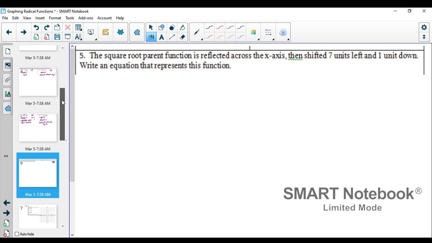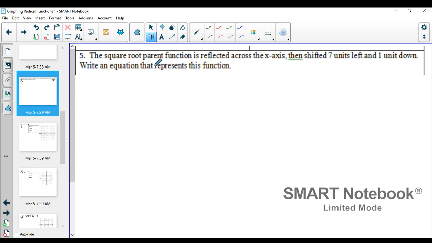For number 5, we are given the transformations and we are going to write the function. So the square root parent function is reflected across the x-axis, then shifted 7 units left and 1 unit down. All right, so let's start with reflected over the x-axis. In order to be reflected, that means a has to be negative, so we need a negative there. And it doesn't say anything about vertically stretched or compressed, so that means a is -1.